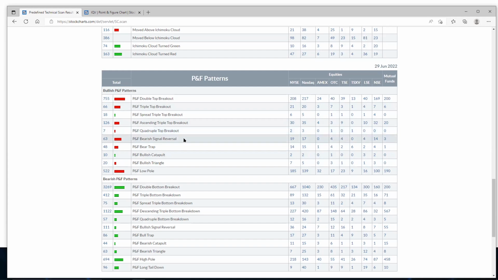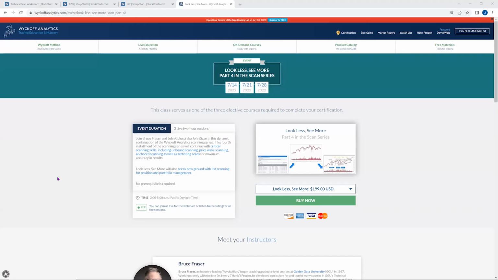So I want you to go in and look at these and see if you can find candidates that are interesting. So a nice predefined scan to work with and check them all out. They're all interesting. And here are the bearish ones down here. John and I are going to do a scanning special here in the middle of July, July 14th.